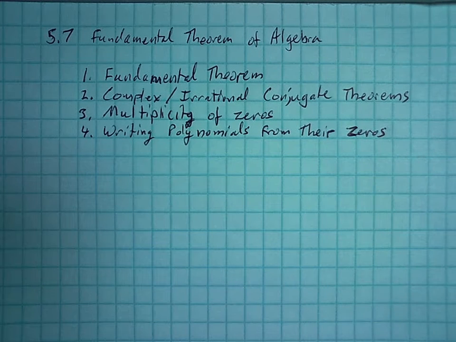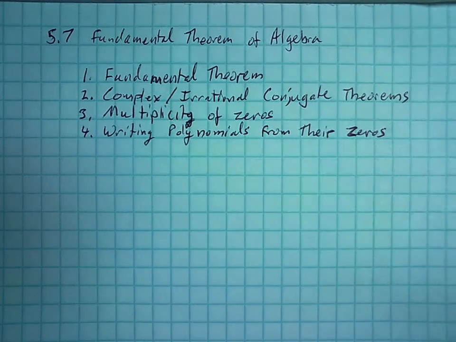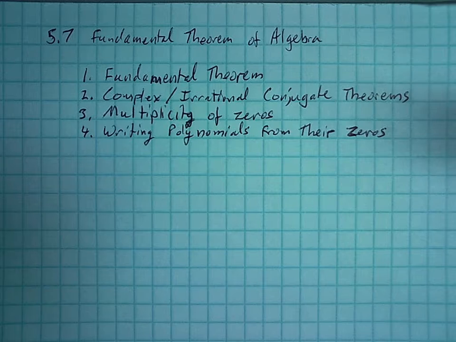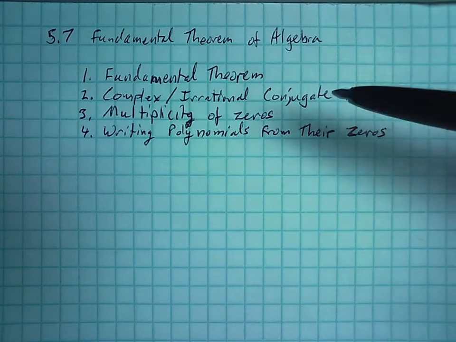In 5.7, we're going to learn more about the zeros of polynomials. The biggest theorem we're going to talk about is the fundamental theorem of algebra. So we'll talk about that first. We're also going to talk about the complex and irrational conjugate theorems.